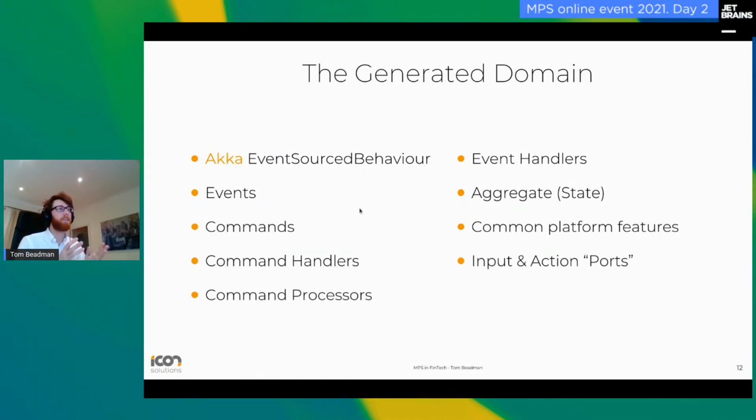Now, if we have a look at how those map through to the generated domain, it should not be surprising that you define an event in the DSL, and you get an event POJO generated off the back. But you also get all the other collateral which is needed. The finite state machine takes the form of an Akka event sourced behavior. The inputs come through as commands, and then depending on the domain and how things are configured, there are command handlers, command processors, and event handlers. There's the aggregate, which is the summation of all of the data and all of the states. And we need to generate lots of other common platform classes. The inputs and actions, which represent the input and output, get generated into input and action ports. So in a ports and adapters architecture, those are interfaces into the domain that the application can hook into, and interfaces out that the application will then support.